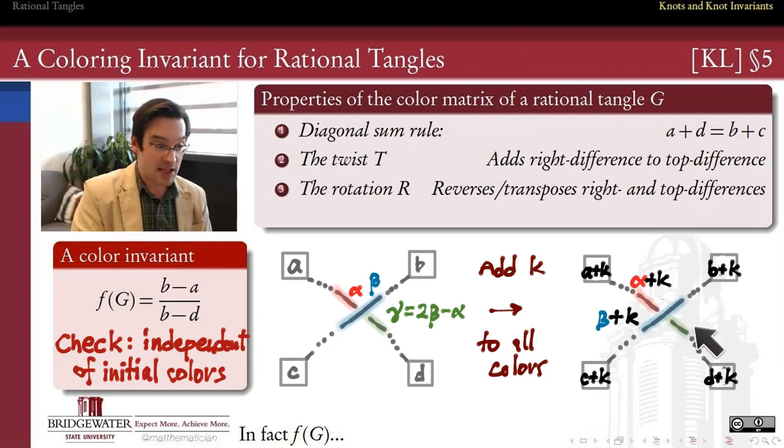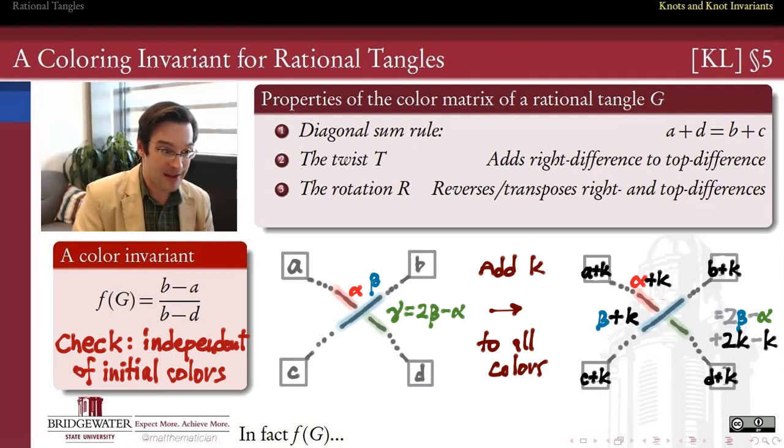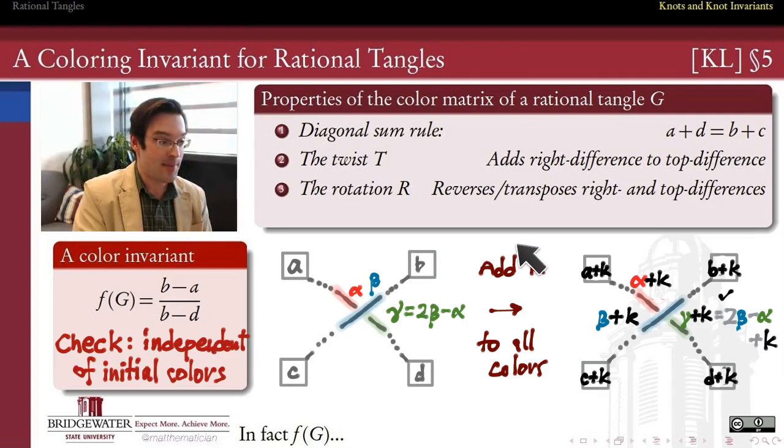Well, let's use our scheme to figure out what the color of this under arc right here has to be at this crossing. It's twice the over minus the under. But if I do the algebra out, that's the same as twice beta minus alpha plus twice K minus K. And twice K minus K equals K. And therefore that's gamma plus K. In other words, if I take a valid coloration and I add the same K to every single color, I get a new valid coloration.